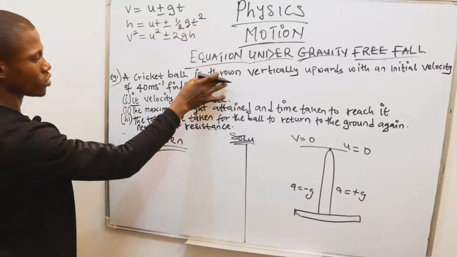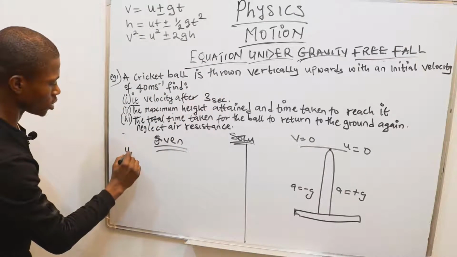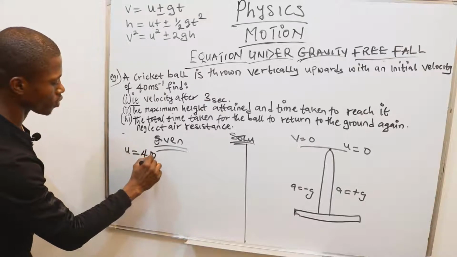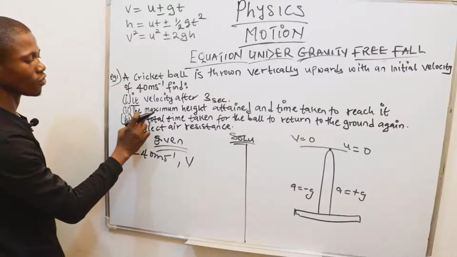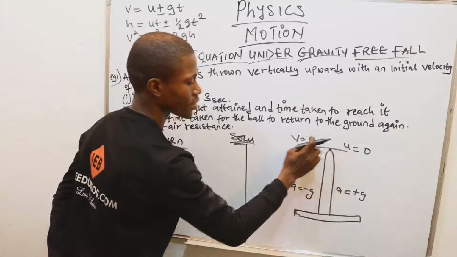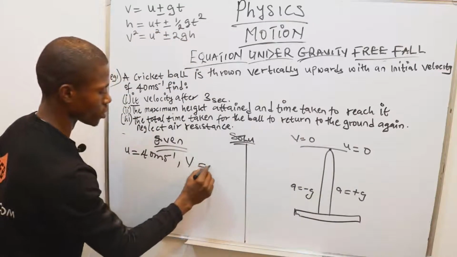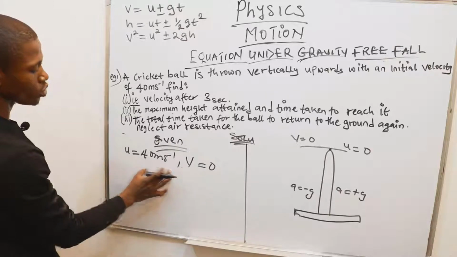From the question, they gave us our initial velocity, u is equal to 40 meters per second. They said we should find the maximum height attained, and at our maximum height, v is equal to 0. Then, which formula are we going to use?